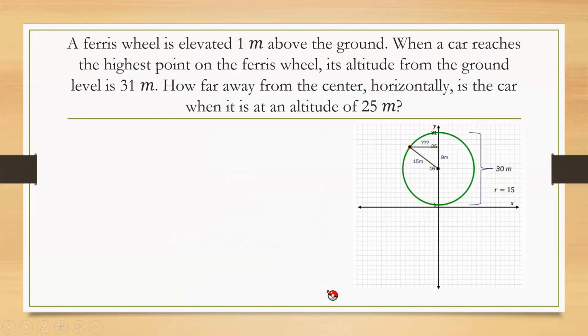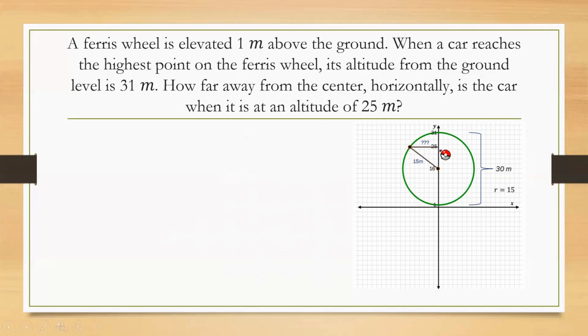Next, word problems. A Ferris wheel is elevated 1 meter above the ground. When a car reaches the highest point on the Ferris wheel, its altitude from the ground level is 31 meters. How far away from the center horizontally is the car when it is at an altitude of 25 meters?